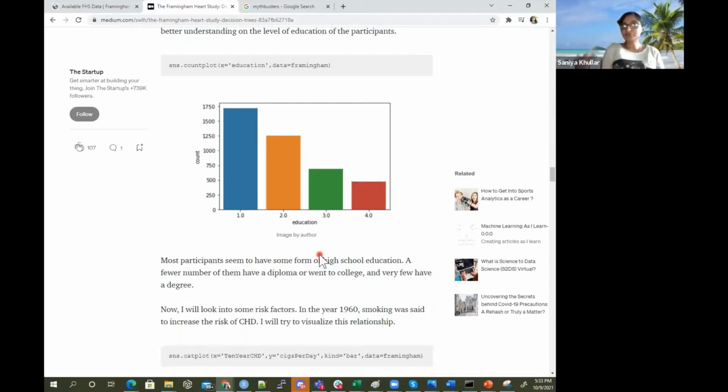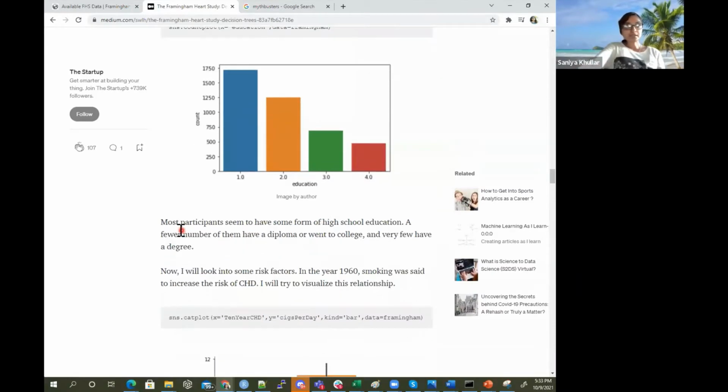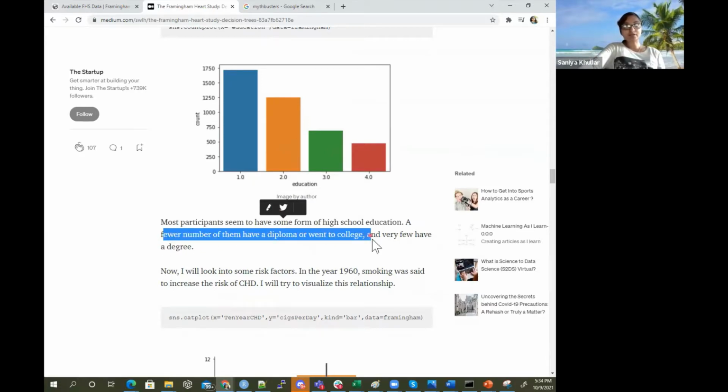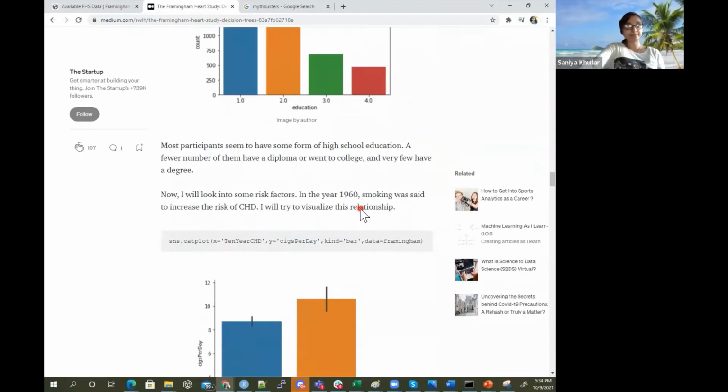So those trends may change. Most participants seem to have some form of high school education. That's what the first one is saying. They've gone to 9th or 10th grade. They may have just had some education and dropped out, right? A smaller number of them have a diploma and went to college, and very few have a degree. So this would be college dropouts, and this is people who have a college degree.